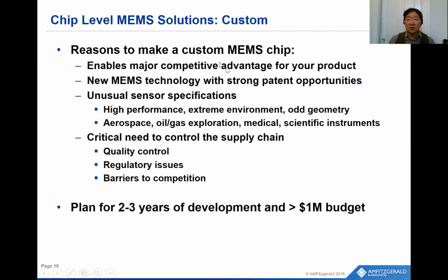A custom chip is a long investment, an expensive investment. It takes 2 or 3 years of development and at least $1 million to get to market. These are sort of minimum times. It depends strongly on the technological ambition of your chip.